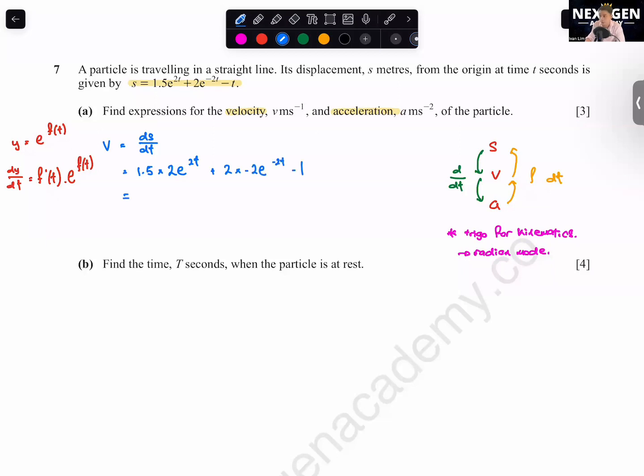You don't have to write it out like this. You can straight away write the answer also. 3e^2t minus 4e^-2t minus 1. This is your v value.